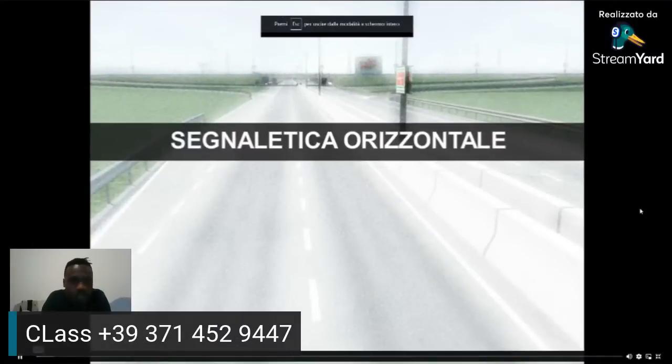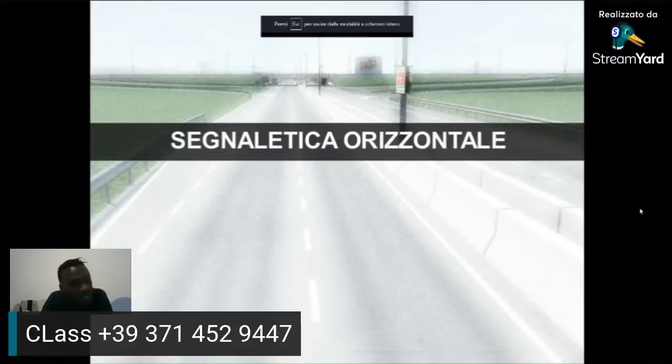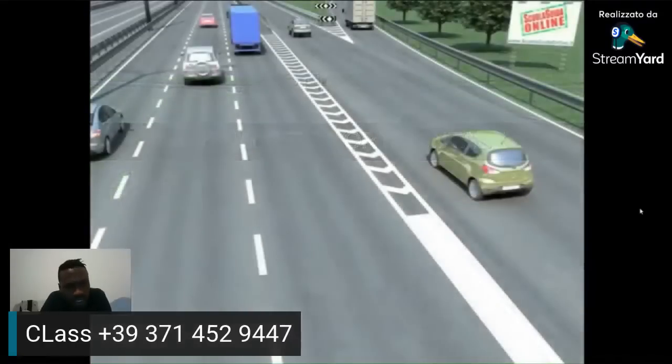Okay, so with the Segnaletica Orizzontale, it's just talking about the paintings on the asphalt, on the road. Okay, the signs that are being designed on the road. So now we are going to check all the signs. So Segnaletica Orizzontale, as we can see, the white lines tratteggiata is just dividing each and individual lanes.